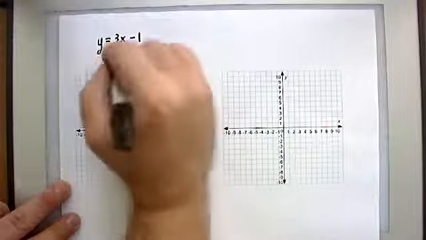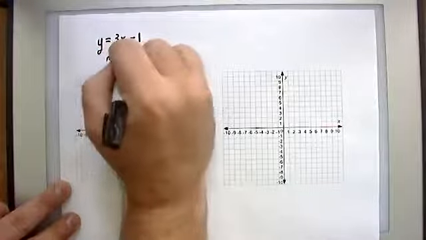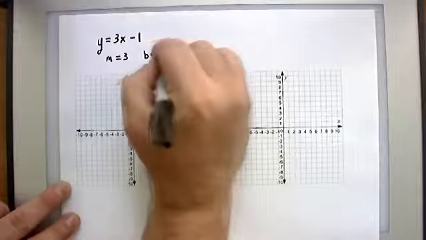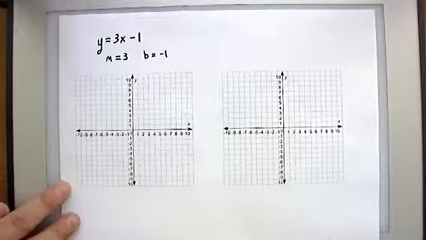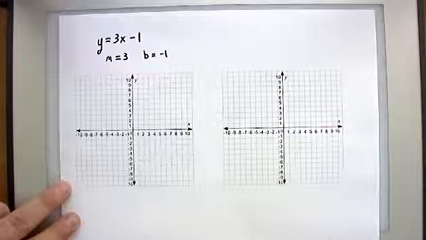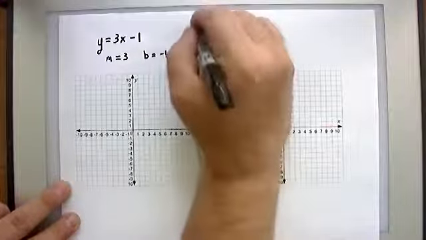So let's identify our pieces. Our M here is 3. And our B here is -1. First things first, always identify your pieces, okay? Now remember, what did we say? Just one more time, I'll write it up at the top.